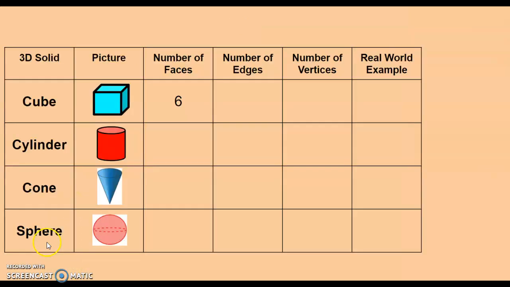Let's look at this. As we're working today and throughout this week, we're going to be completing this anchor chart. The first one we're working on is a cube. Here's my picture of the cube, and we just found out that it has 6 faces. And what shape are those faces? That's right, it was a square. So there's 6 square faces on a cube. The next one we're going to look at is the edges.